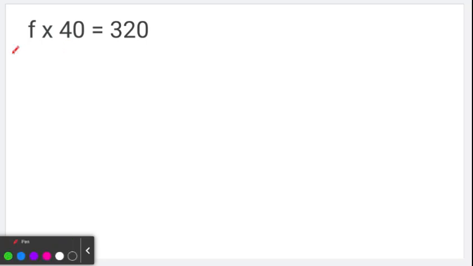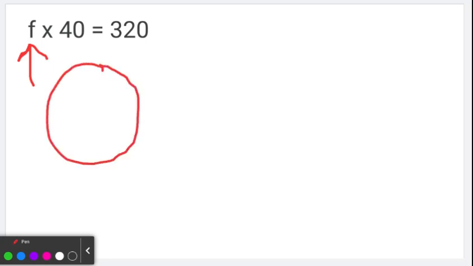Okay, we have f times 40 equals 320. We know one of our factors is 40, and our product is 320. So let's think, are we going to draw 40 groups or are we going to put 40 in each group? It would make more sense to put 40 in each group. So we're figuring out how many groups there are. We're going to start by drawing one group, and we're going to put 4 tens in each group.